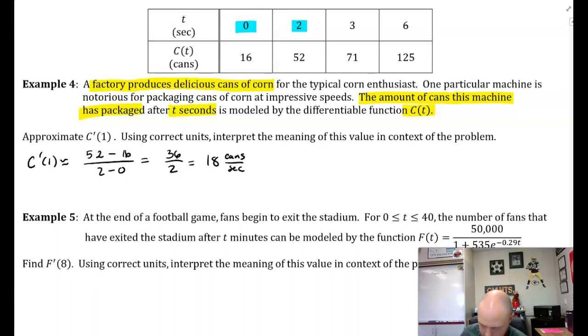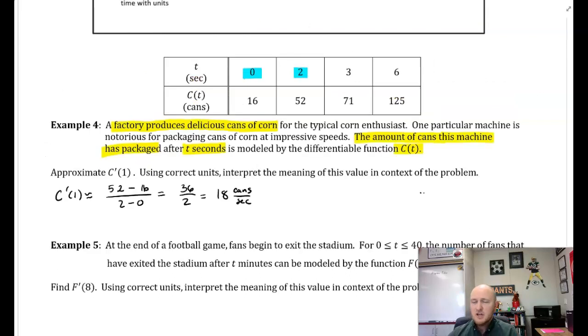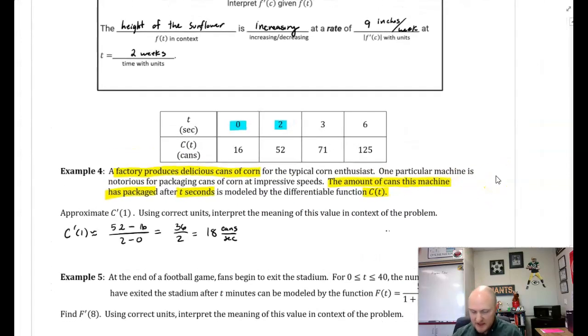So cans per second. Now we want to, using the correct units, interpret the meaning of this value in context of the problem. So again, if you need that sentence frame, it's right above us, but we're going to go ahead and interpret this answer. All right, so what are we talking about? c prime of 1 means, and what is the function?